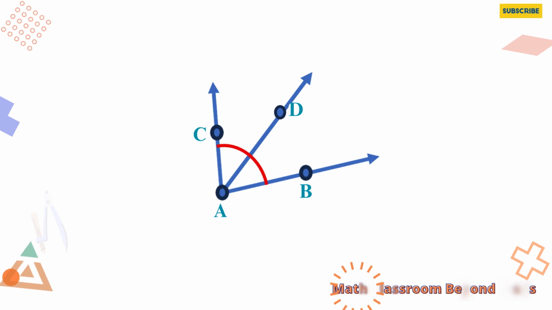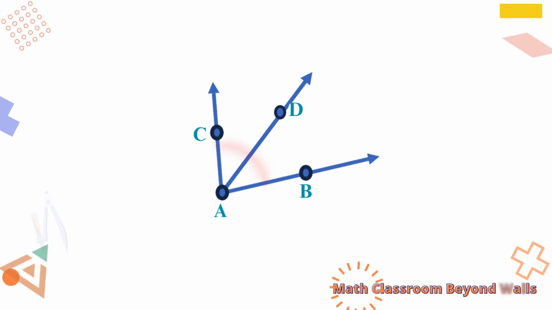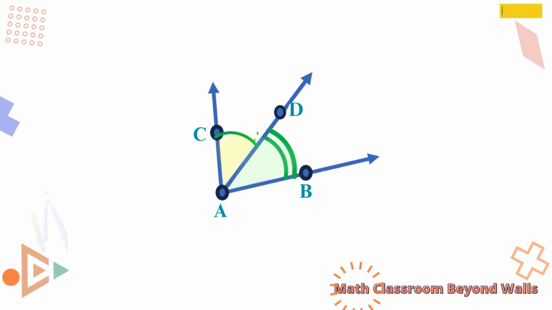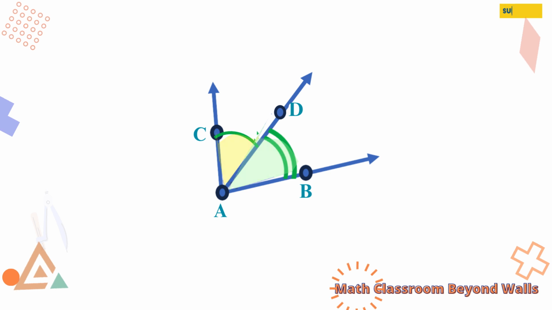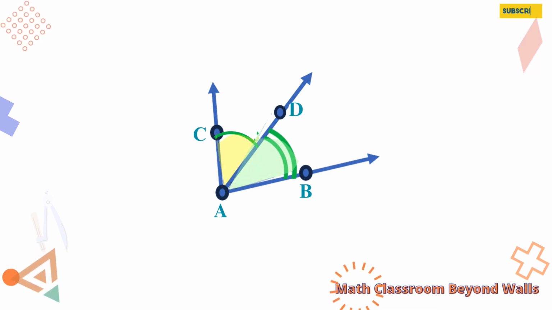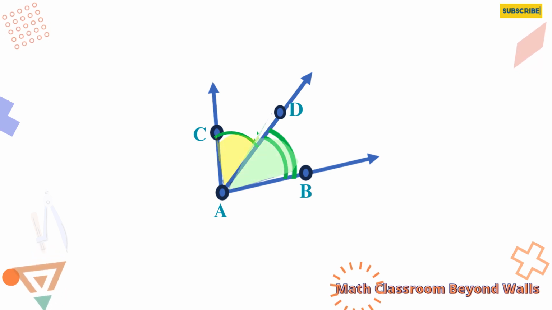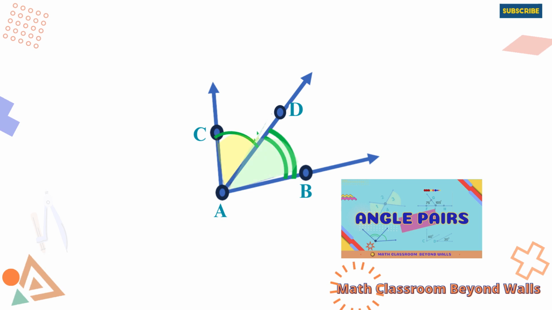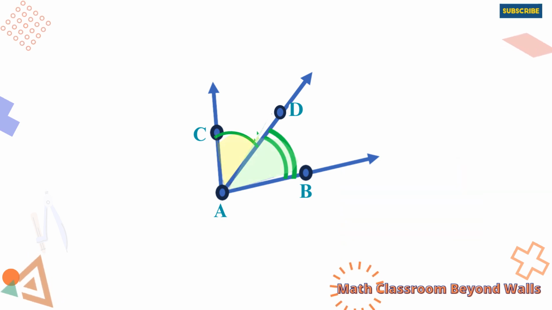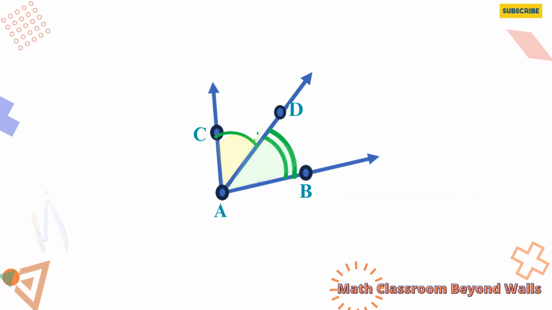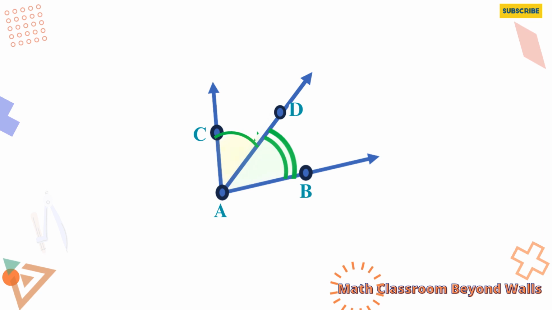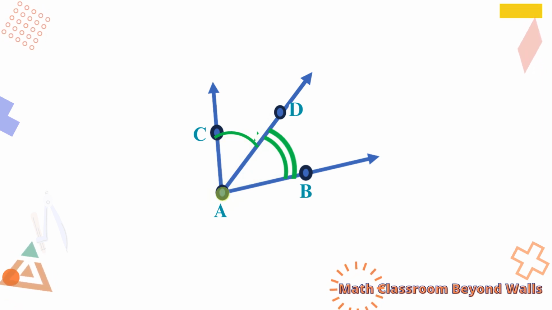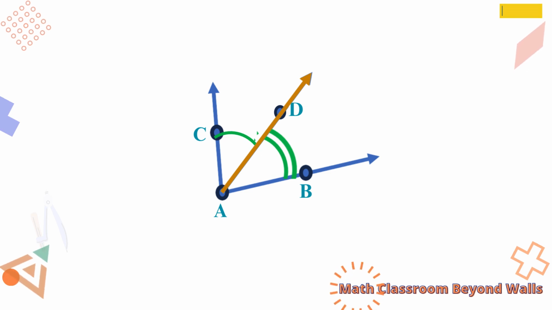What do you see this time, learners? Okay, so now we see two adjacent angles, angle CAD and angle DAB. A detailed discussion of adjacent angles and other angle pairs can be viewed in the video lesson entitled Angle Pairs. Being adjacent, the angles share a common vertex, point A, and a common interior side, ray AD, with no overlap.